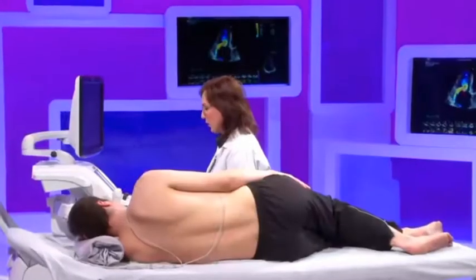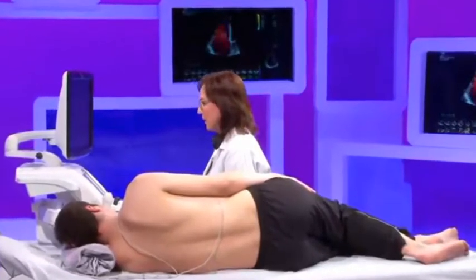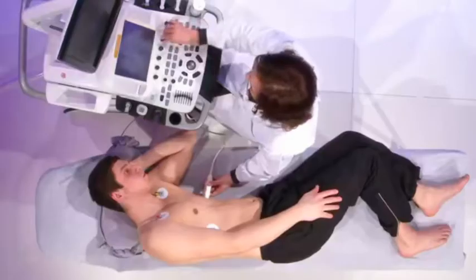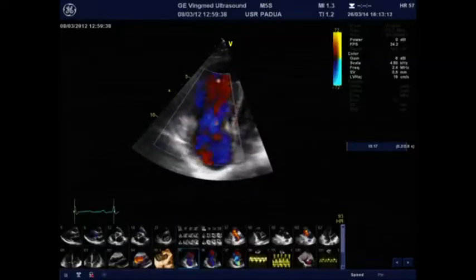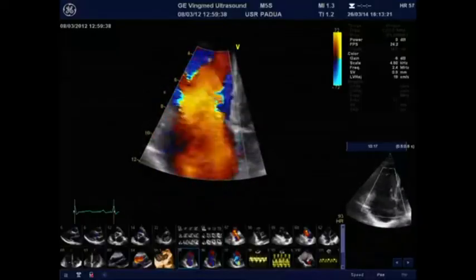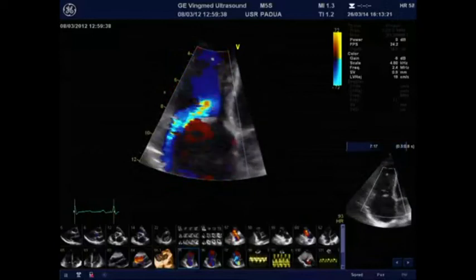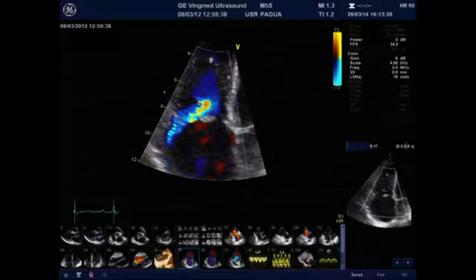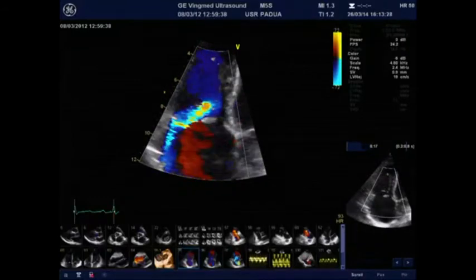Then another important semi-quantitative parameter that we can obtain is the vena contracta. On the color Doppler, what you need to do is again to zoom the image, then to freeze it in systole in a representative frame. The Nyquist limit in this case should be between 40 and 70.